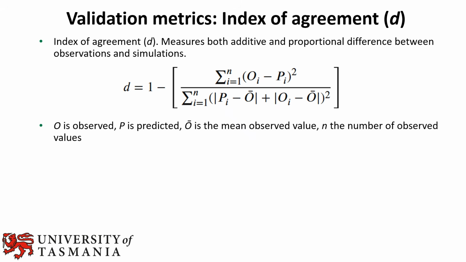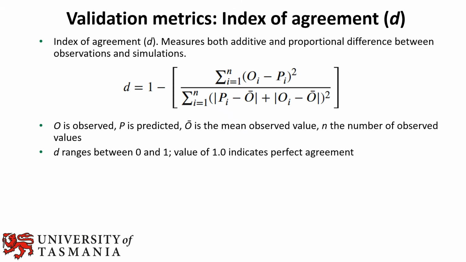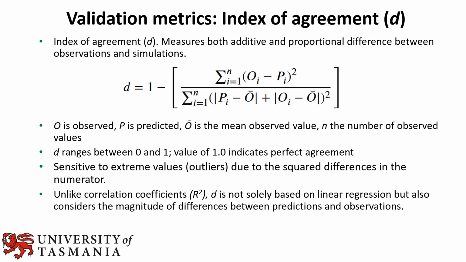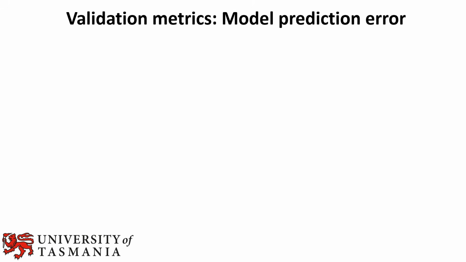So we're doing the absolute difference between each predicted value and the mean observed value, plus the observed value minus the mean of the observed value, all squared. It ranges between 0 and 1. It's sensitive to extreme values because of that squared term. And unlike the correlation coefficient, it's not based solely on linear regression, but it also considers the magnitude of the differences between predictions and observations.